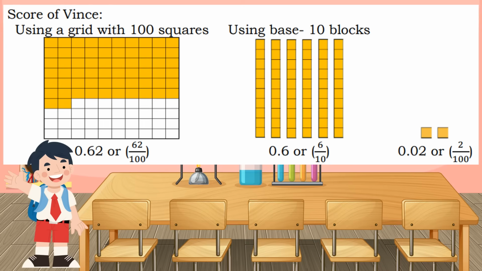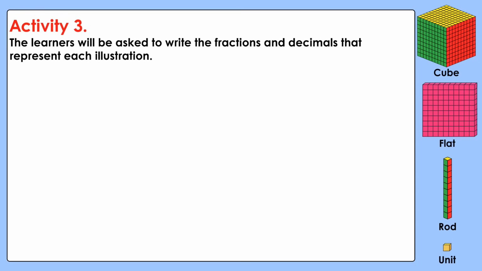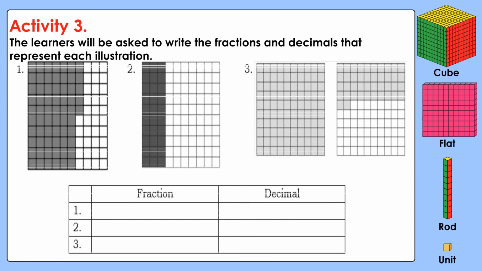Score of Vince using a grid with 100 squares, that is 0.62 or 62 hundredths. Using base 10 blocks, 0.6 or 6 tenths and 0.02 or 2 hundredths. The learners will be asked to write the fractions and decimals that represent each illustration. Here's numbers 1, 2, and 3.